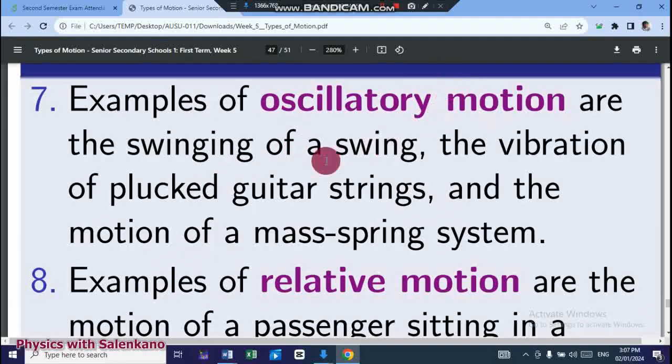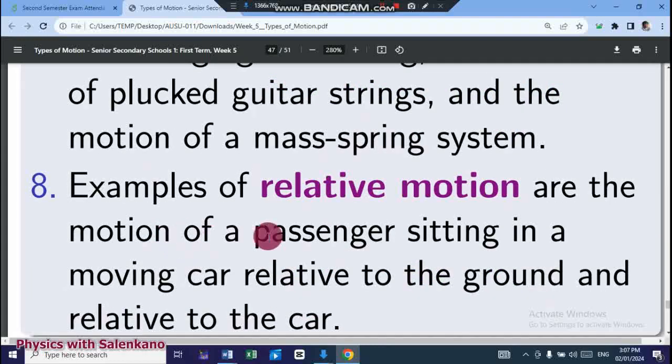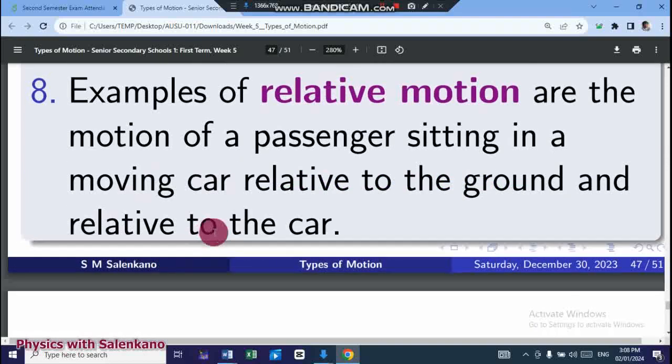Examples of oscillatory motion are the swinging of a swing, the vibration of plucked guitar strings, and the motion of a mass spring system. Examples of relative motion are the motion of a passenger sitting in a moving car relative to the ground, and the motion of that same passenger sitting in the car relative to the car.